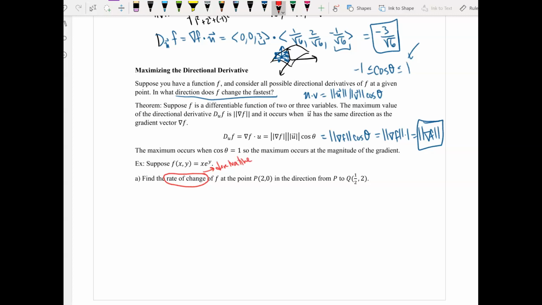That's just a fancy way to say derivative. And we want it in the direction from P to Q. They're giving you a direction, so in other words, what you're finding is a directional derivative. We're looking for D_u of f, which is equal to the gradient of f dotted with the unit vector. Let's start piece by piece. The first thing we want to do is take the gradient.